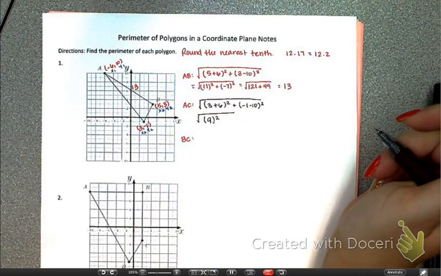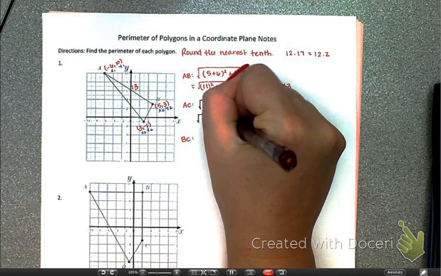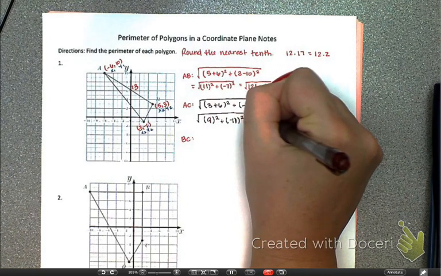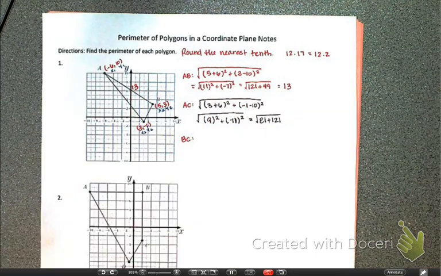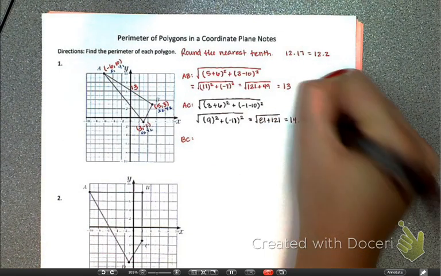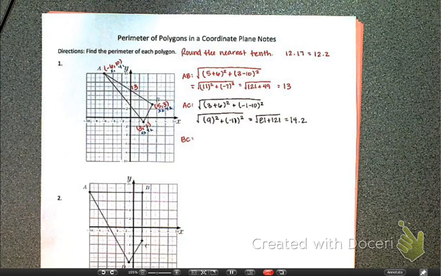Negative 1 minus 10 gives me a negative 11 squared, or 81 plus 121. So the square root of 81 plus 121 equals what? What did you get? So in your calculators, the square root of 81 plus 121 gives you 14.21. What does that round to? 14.2. Does it make sense that AC is a little longer than AB?